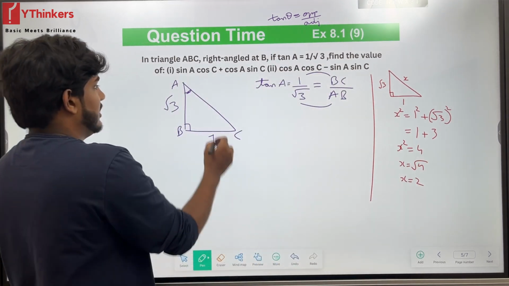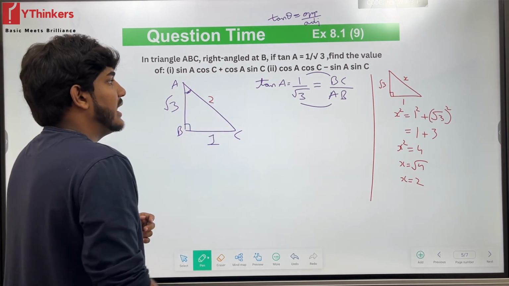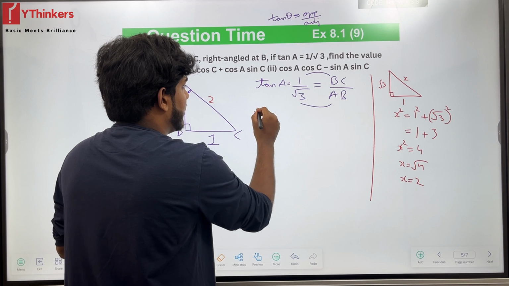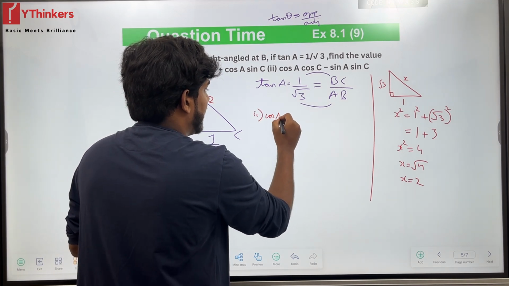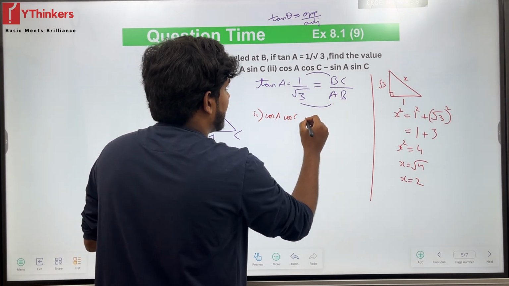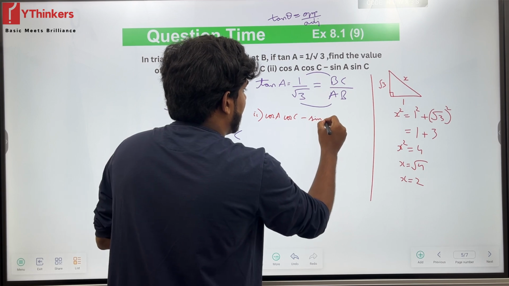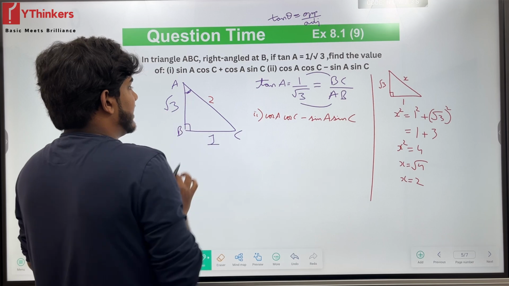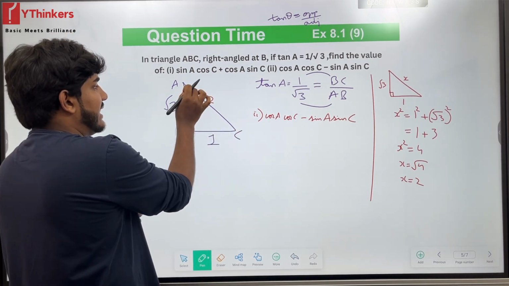I've got the missing side now, which is 2. Okay, I've done that. Now they're asking me, I'll take this one: cos A cos C minus sin A sin C. Okay, simple. What is cos A? We'll see. We're taking angle A as a reference.